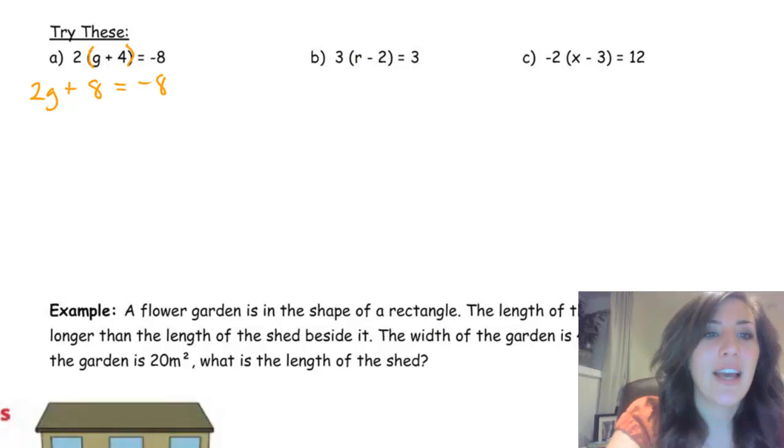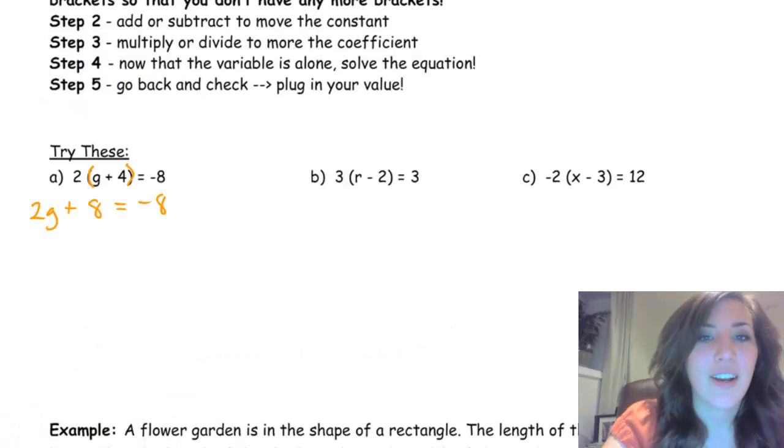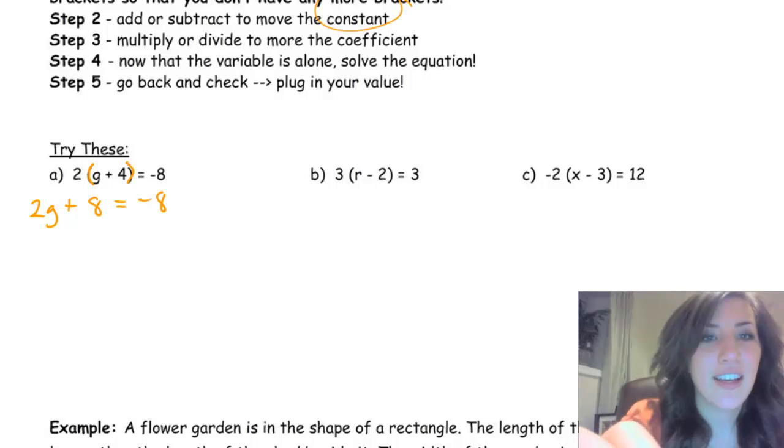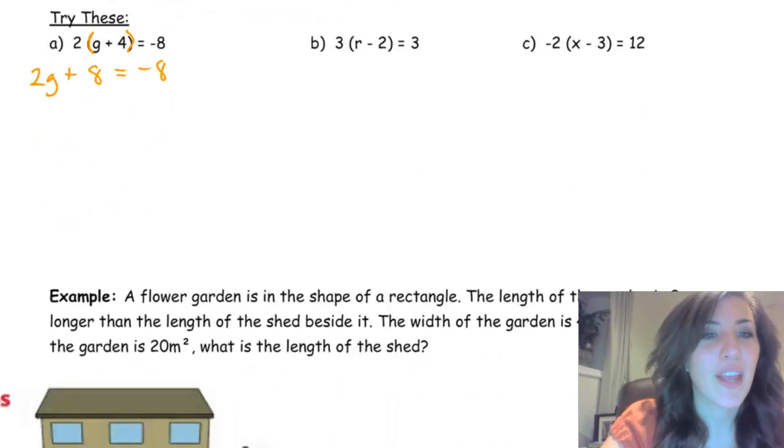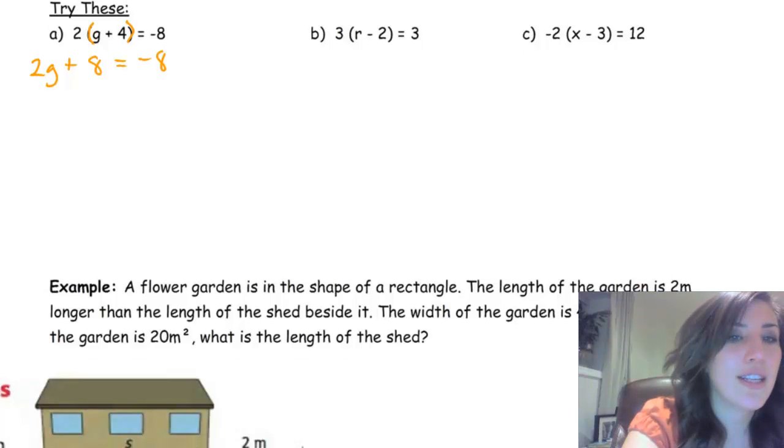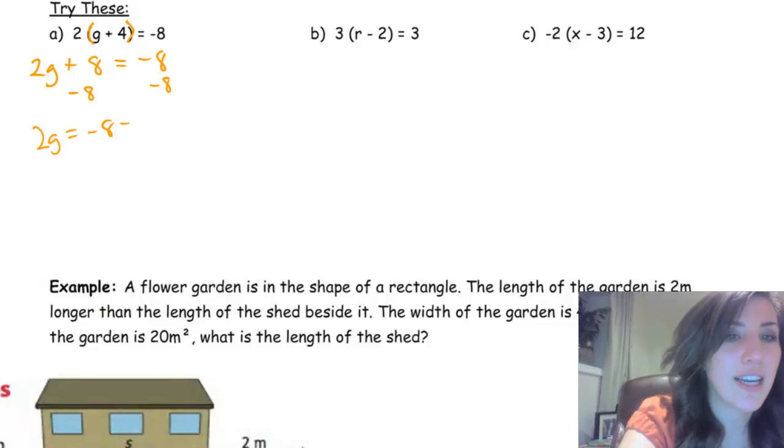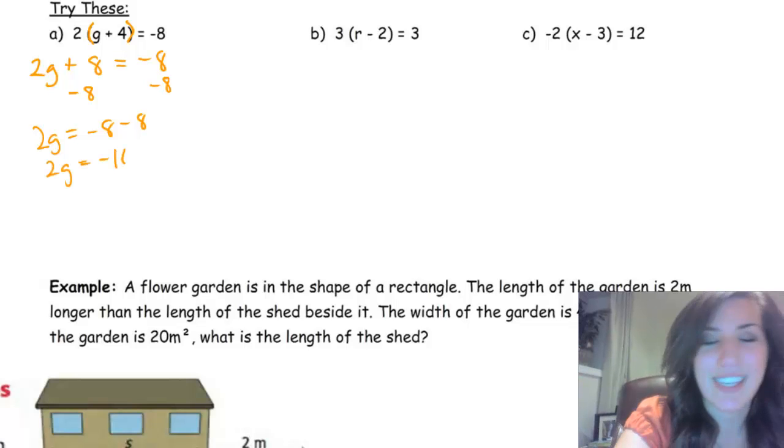Let's first get rid of our constant and then divide or multiply to get rid of the coefficient and get our variable by itself. So the first thing we want to do is get rid of this 8, so let's minus by 8. If we do that to one side, we have to do it to the other. So 2g equals negative 8 minus 8. So 2g then equals negative 16.